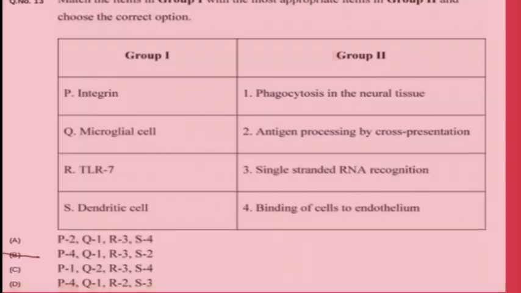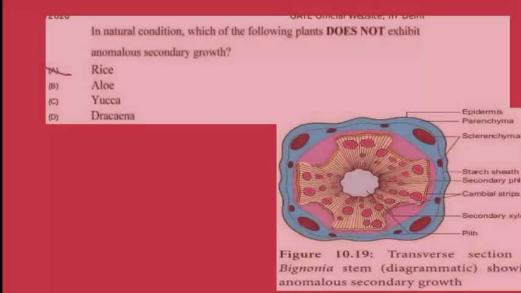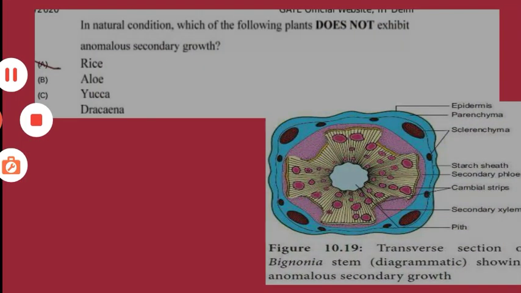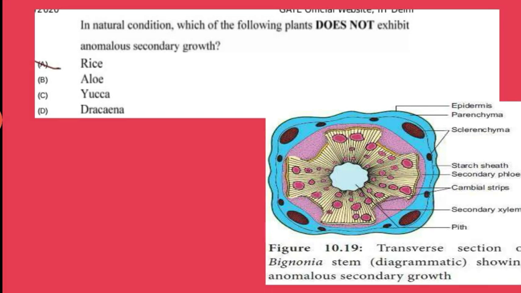So moving to the next question. In natural condition, which of the following plants does not exhibit anomalous secondary growth? The question is asked on anomalous secondary growth. The anomalous secondary growth or abnormal secondary growth is a growth in which fascicular cambium produces xylem on the inside and phloem on the outside.